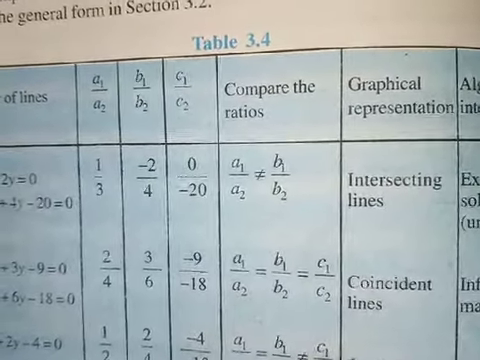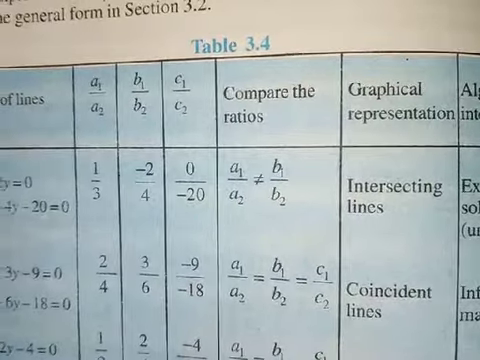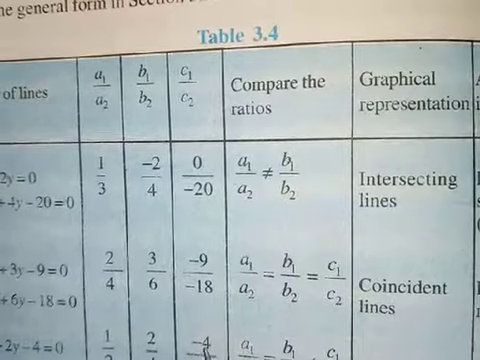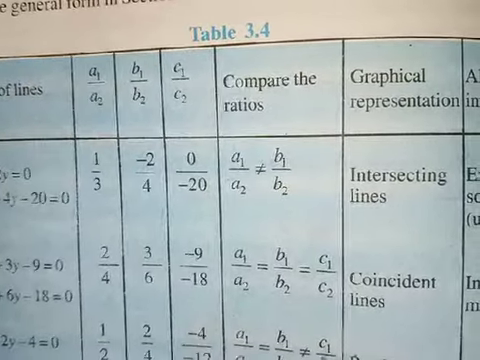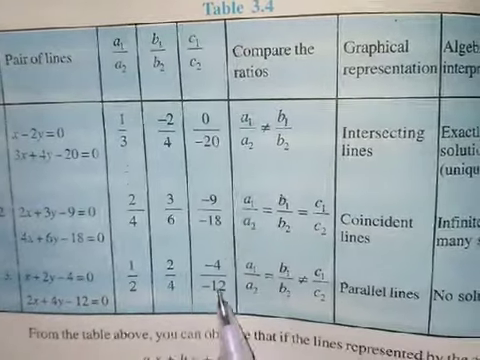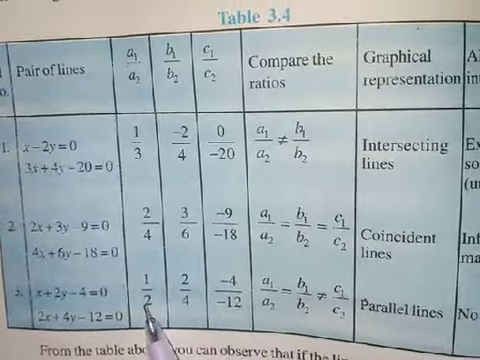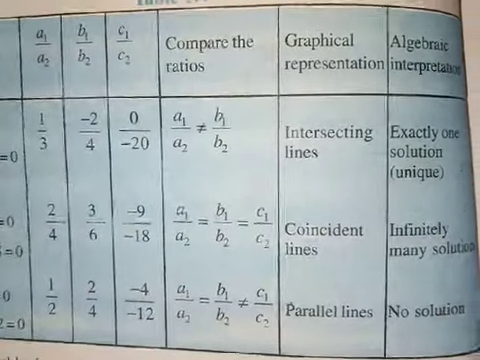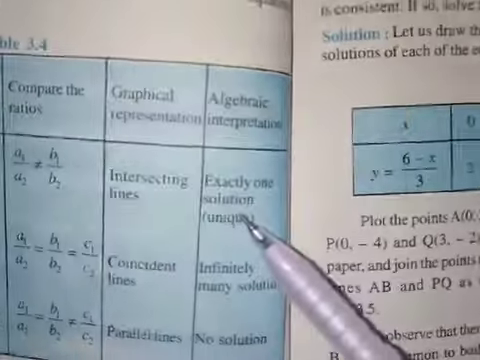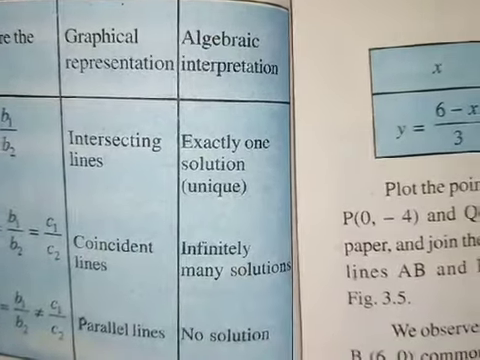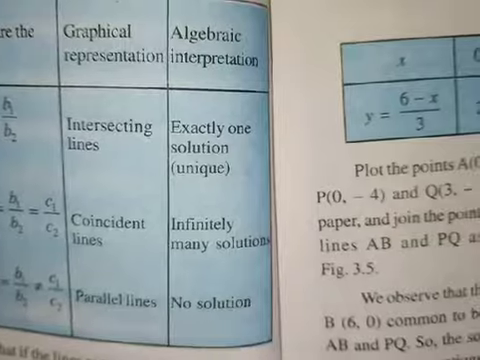And if a1 upon a2 is equal to b1 upon b2 but is not equal to c1 upon c2, because here it is 1 by 3, here it is half, here it is also half, so the lines are parallel and no solutions are there. So intersecting means exactly one solution, coinciding means infinitely many solutions, and parallel lines mean no solution.